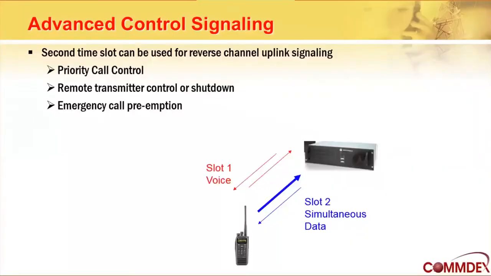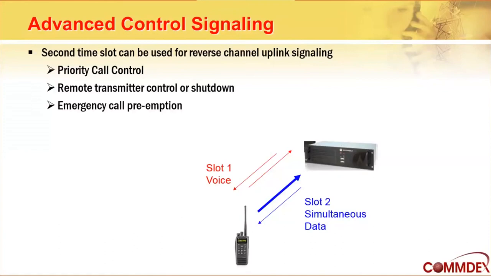So because we have a second time slot, we can do some other things that previously could never be done in analog. We can use the second channel as a management channel or a control channel so that we can prioritize calls. And this is actually done when we do DMR trunking. We use a time slot effectively as a control channel.